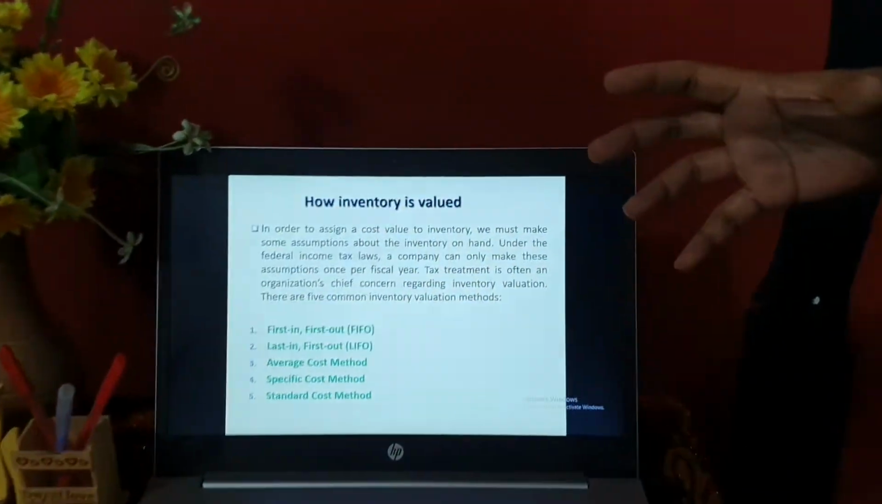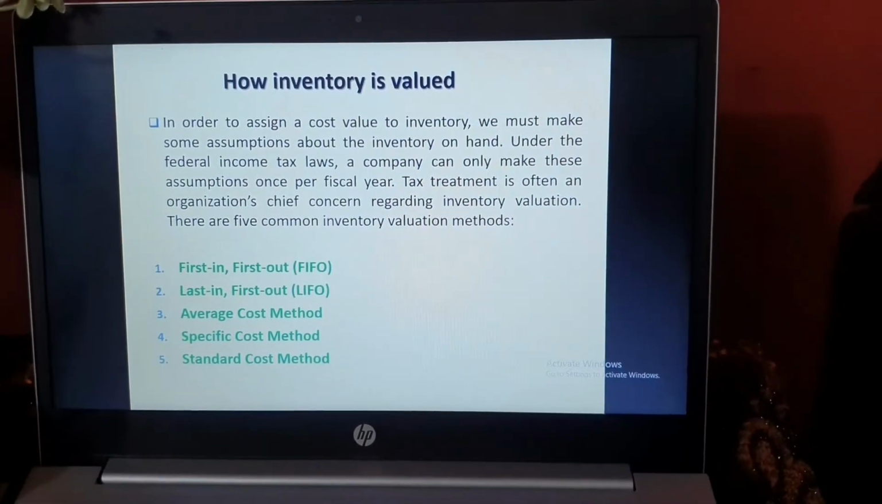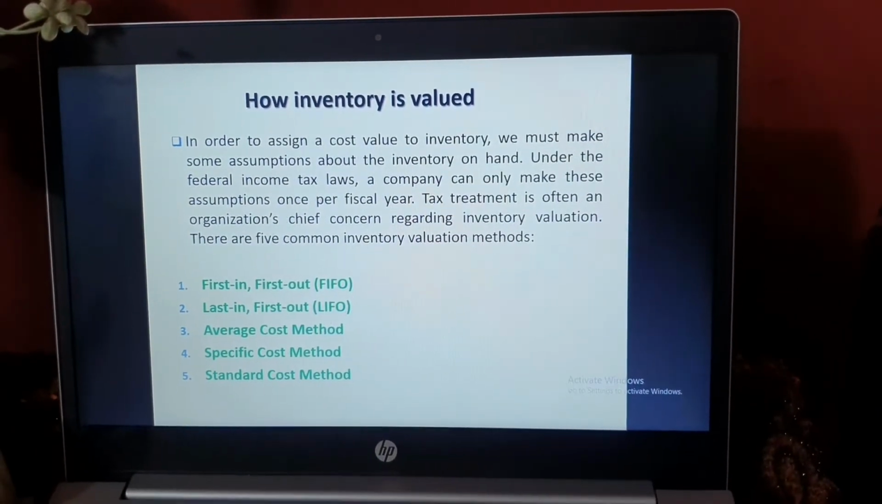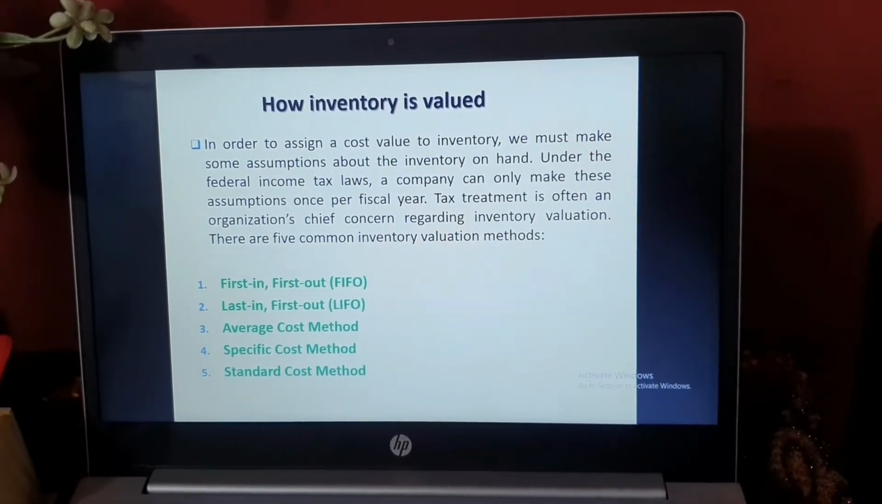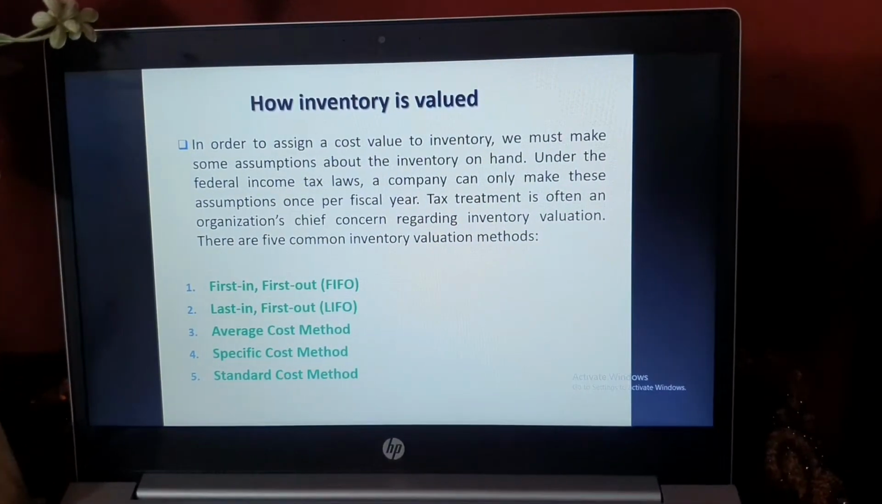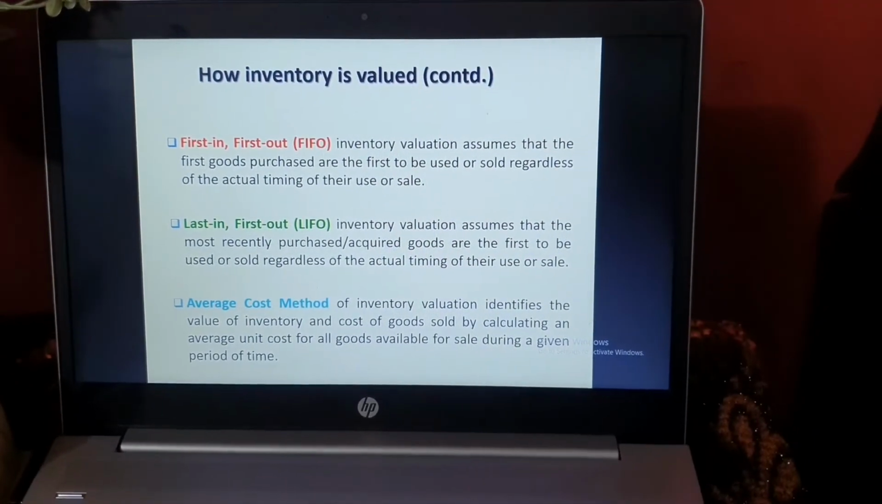To value the inventory, in general, organizations use 5 different methods, and these methods come from accounting. The 5 methods normally used to value inventory are: first in, first out, or FIFO; second, last in, first out, or LIFO; the average cost method; the specific cost method; and the standard cost method. Now I want to give you a brief idea about these 5 methods normally used for inventory valuation.